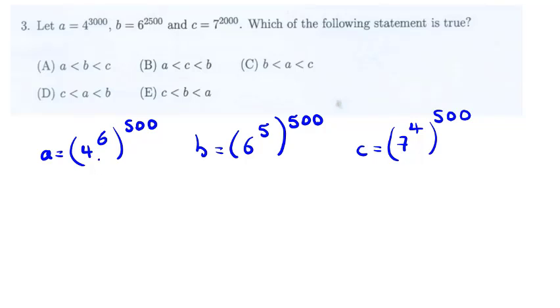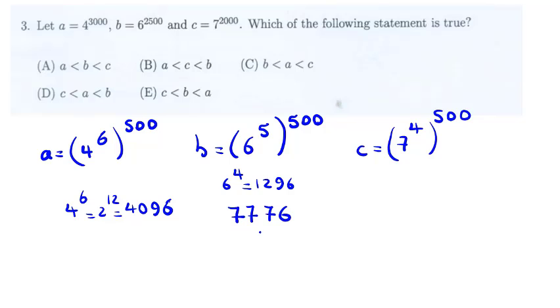So 4 to the power of 6 is 2 to the power of 12 and equals 4096. This one, 6 to the power of 5. 6 to the power of 4 is 1296. If you multiply it by 6, 6 times 6 is 36, we have 3, 6 times 9, 54, 57, we have 5, 6 times 2, 12 plus 5, 17, we have 1, and it will be this. So now we see B is greater than A.